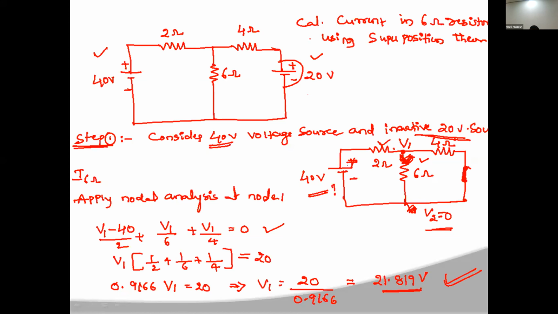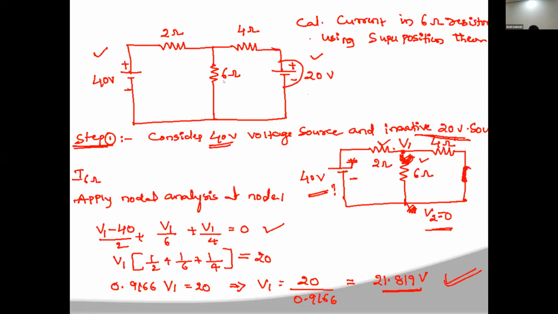V1 minus 40 by 2, V1 minus 0 by 6, V1 minus 0 by 4. From here we got the V1 value. Okay, we got the V1 value as 21.819 volts.